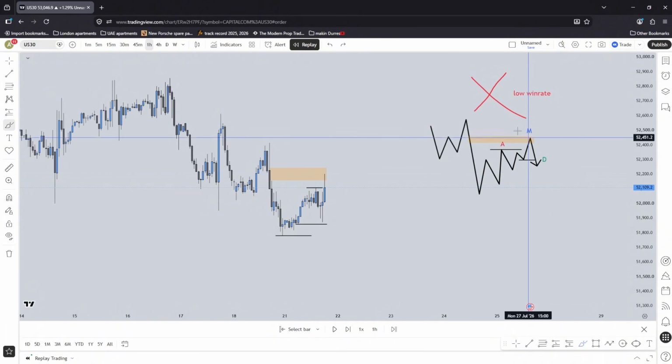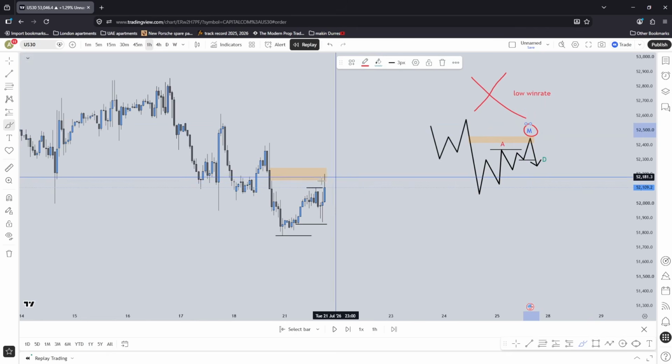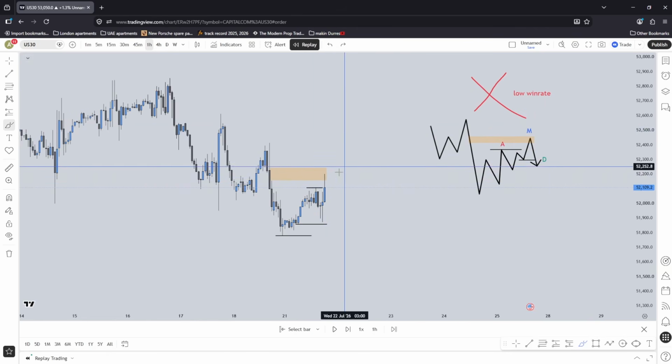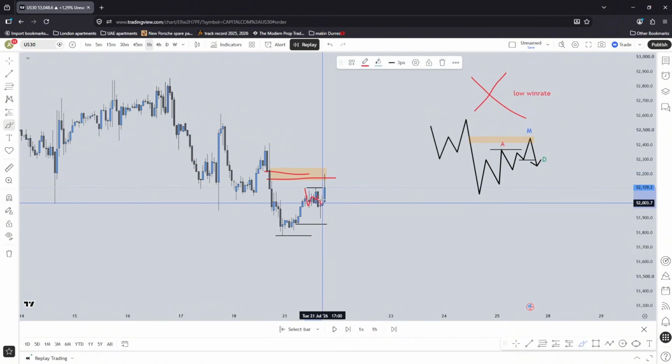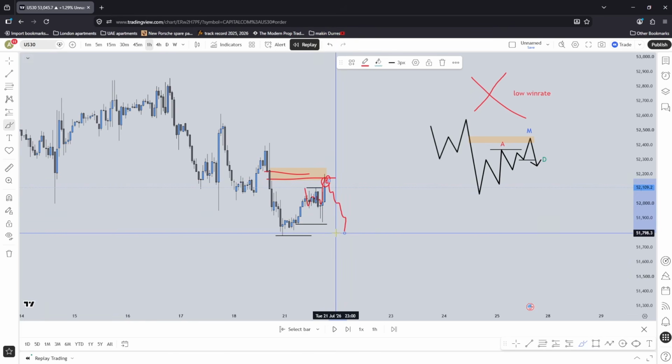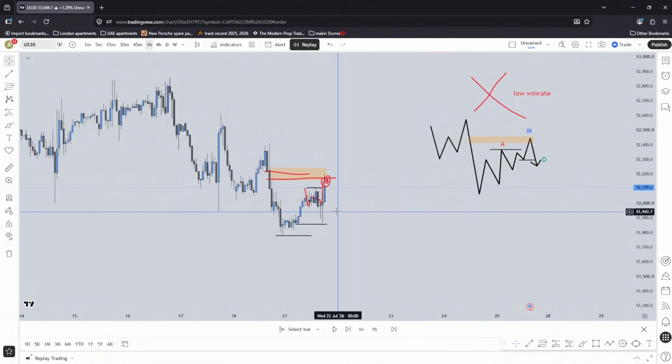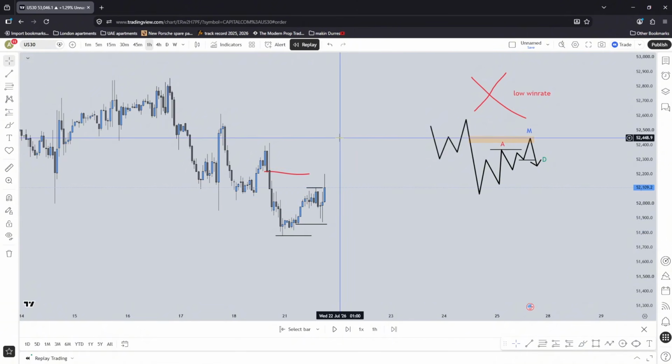Today I'll be showing you how to identify the true manipulation, because a lot of people would think that this is manipulation, but actually this is just a trap. As you can see, we have this FVG, we have this accumulation, this will be the manipulation, and probably this should be the distribution. But as I said, this is not how it works. So let me show you how to actually identify the real manipulation.